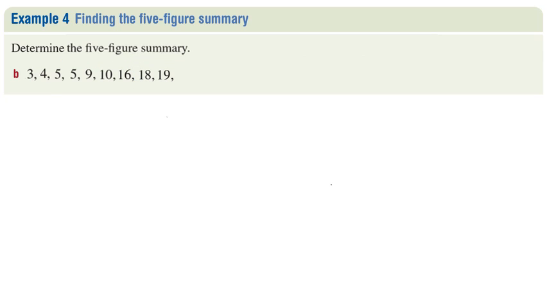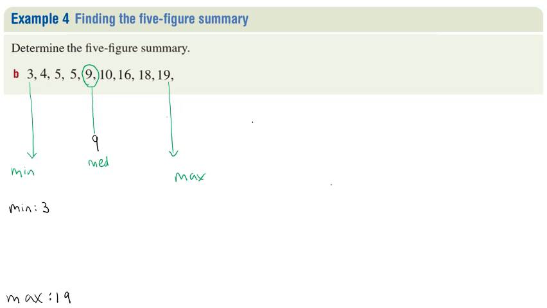Last example. Okay, we're going to find the 5-figure summary again. So the smallest number is our minimum. So our minimum is 3. And our largest number is the max. So our max is 19. Then I'm going to find the median. I always do it in this order, so I get it correct. 1, 2, 3, 4, 5, 6, 7, 8, 9. Okay, so this is the median here, the middle number. So at 9, that's my median, or Q2.